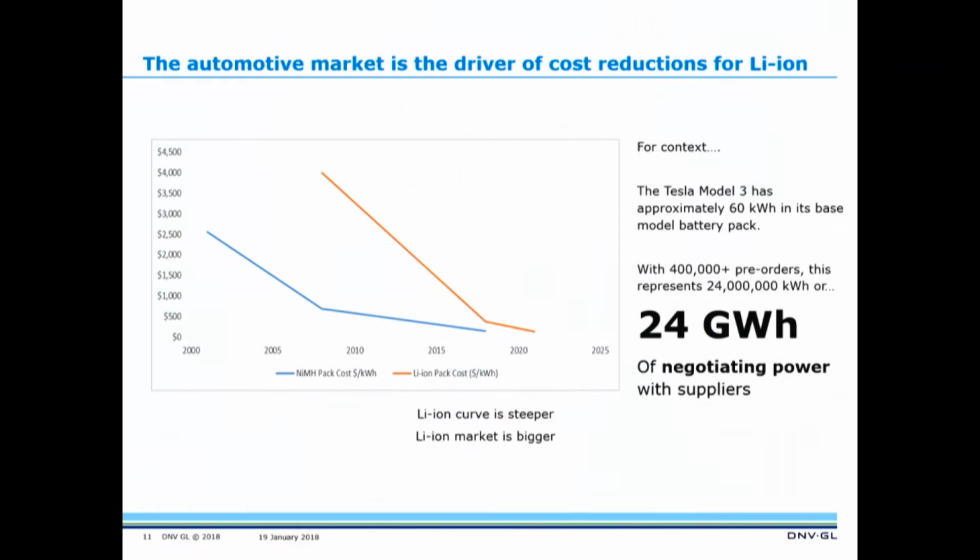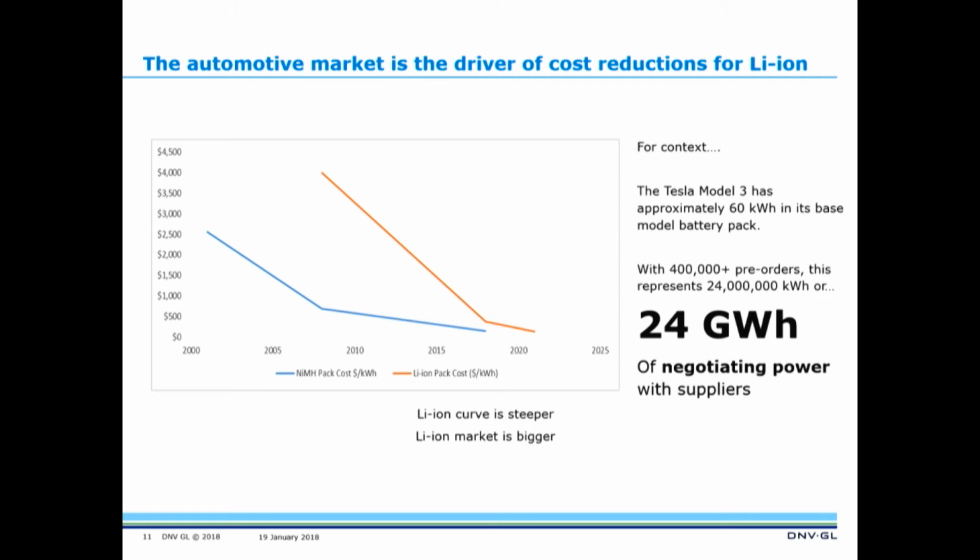So just a thought experiment here. I'm not trying to promote any particular company, but if you look at just the Tesla Model 3 pre-orders and you think about what that means, if you say it's an average 60 kilowatt hour battery, the pre-orders represent 24 gigawatt hours of price negotiation power. So when people talk about different kinds of technologies being deployed on the grid, I have to look at this number and say, what's the future battery going to look like for the next 5-10 years? It's going to be a lithium-ion battery from the automotive market.